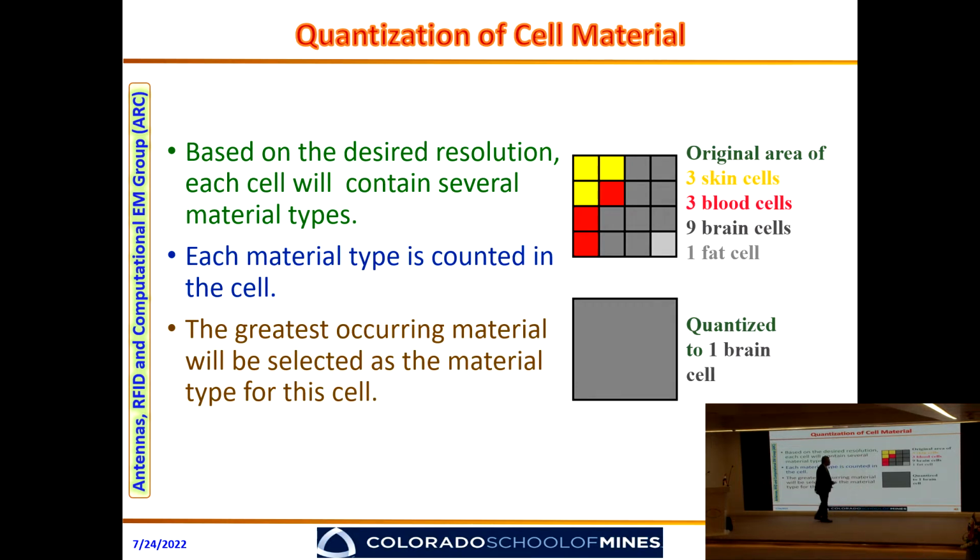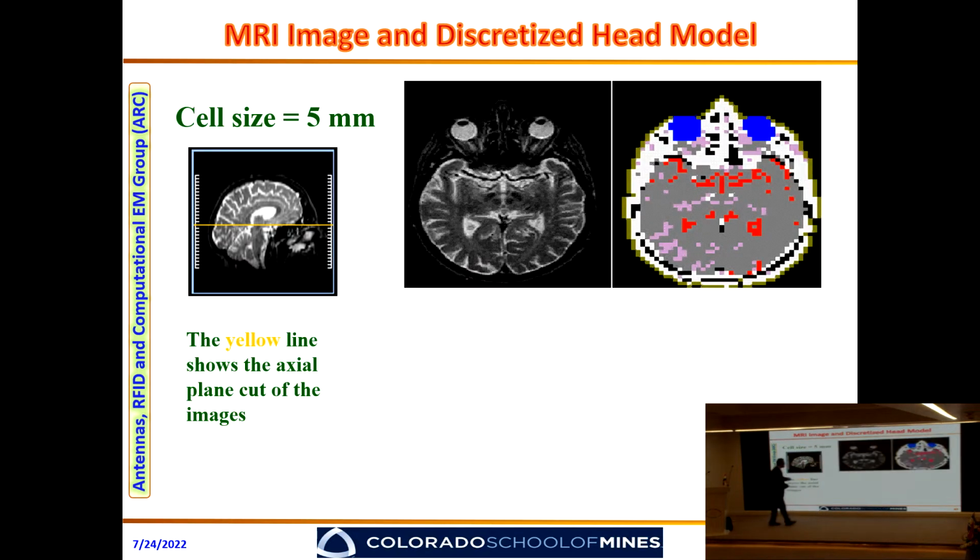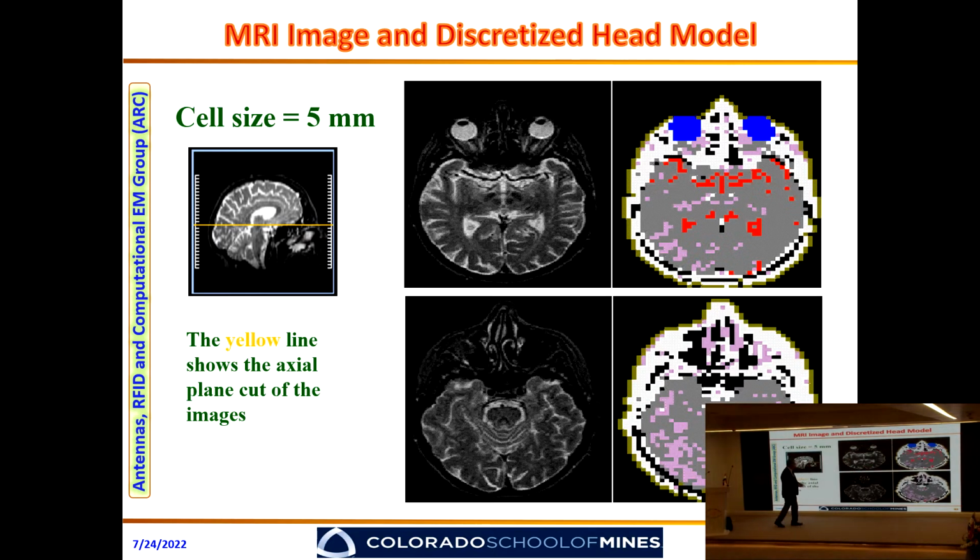So when we do this, this image was discretized very fine, but we ended up with discretization like this, which still mimics the original. These are two different cuts, and you can see the discretization. I think this was for 5 millimeter cell size.